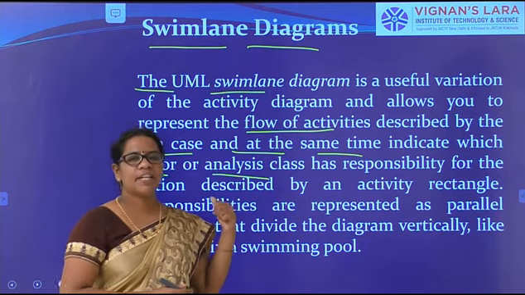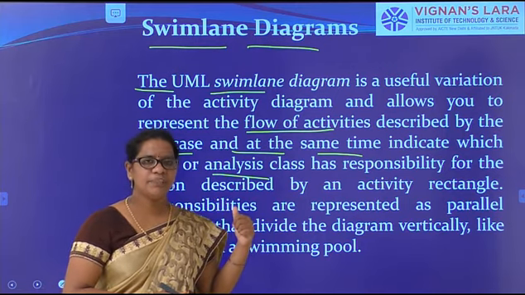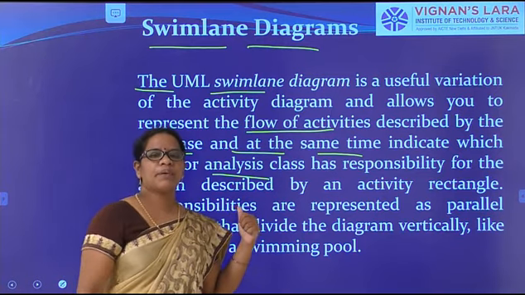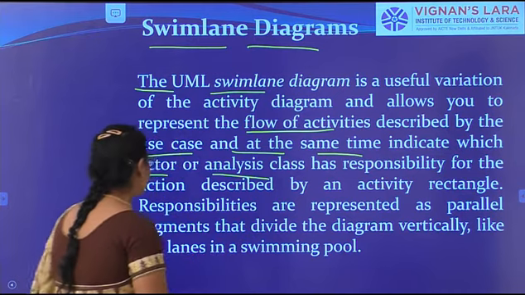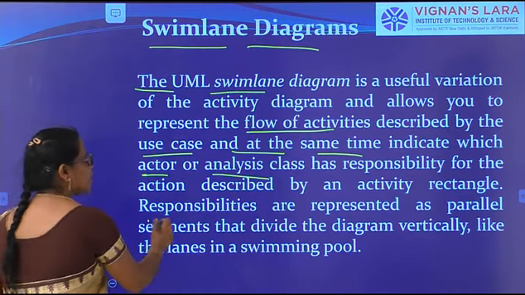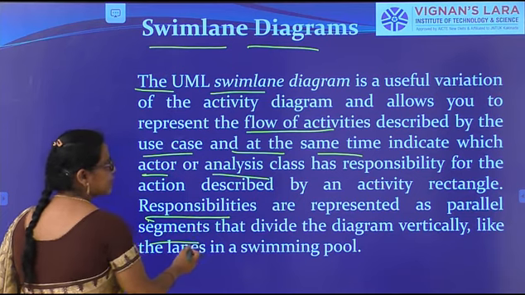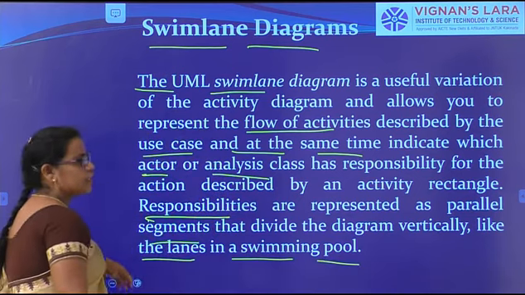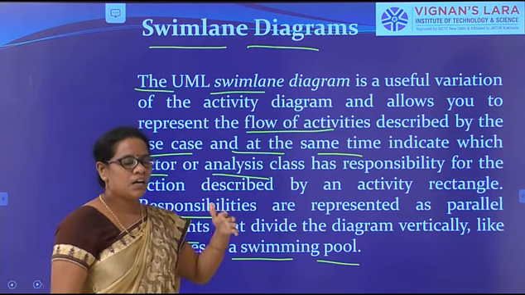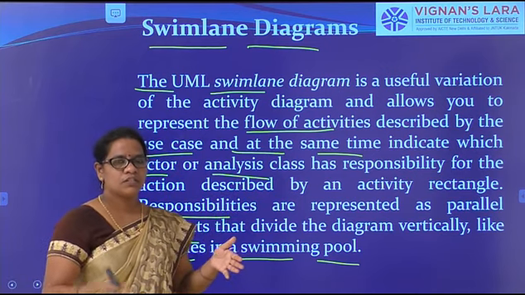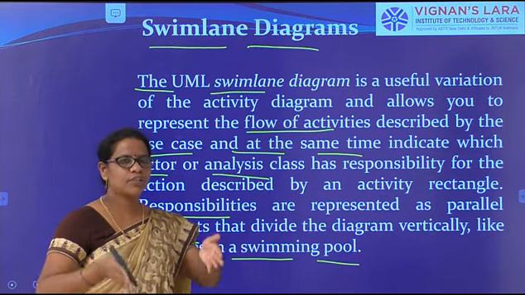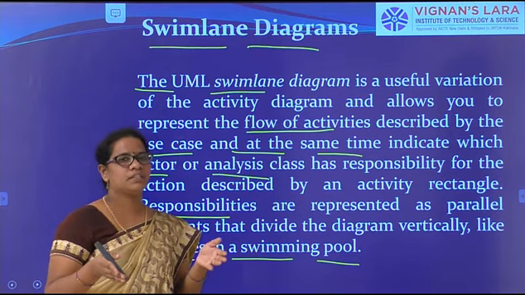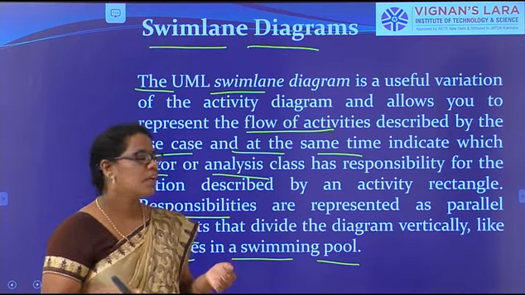So the swimlane diagram is also one part of the activity diagram. But in the swimlane diagram, what is it? It divides the activity diagram into some parts. What are those? Let us see. Responsibilities are represented as parallel segments that divide the diagram vertically, like the lines in a swimming pool. In a swimming pool you will see some lines, and the participants have to swim according to those lines, like in a sports competition.